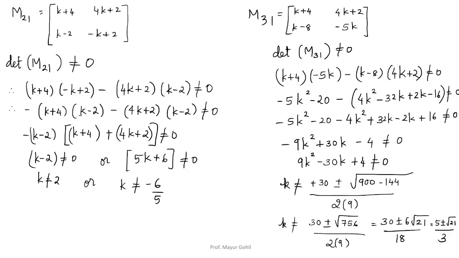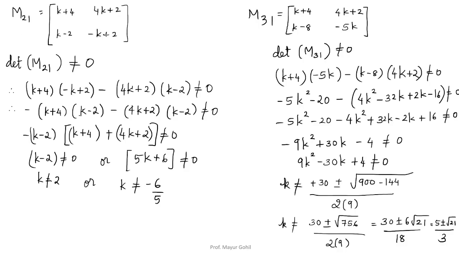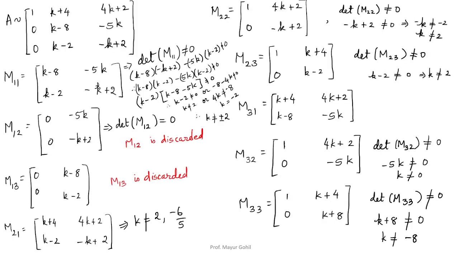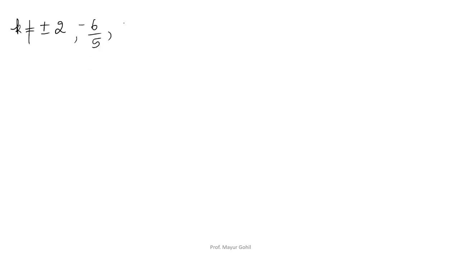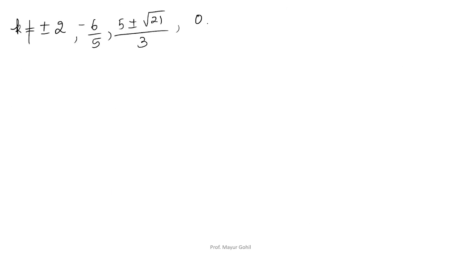Also it was from the case number M11, right? Now in the next case what we got was k cannot take the value minus 6 by 5. The next thing what we got here is k cannot take value 2. We also found k cannot take value plus minus 5 times root of 21 divided by 3. k cannot even take the value 0 and minus 8, when the rank is 2. So this is all the possible values.